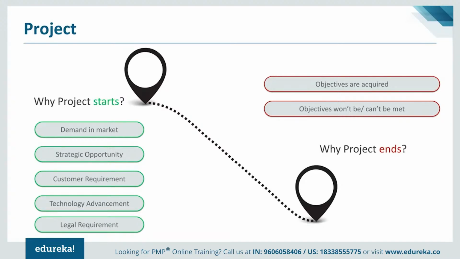Or the objective won't be or can't be met. Sometimes I have seen projects are initiated, but they are scrapped in the middle itself because they are no more required. The objective is maybe challenged by the organization. It could be obsolete, it's no more required. You could come across such scenarios as well.